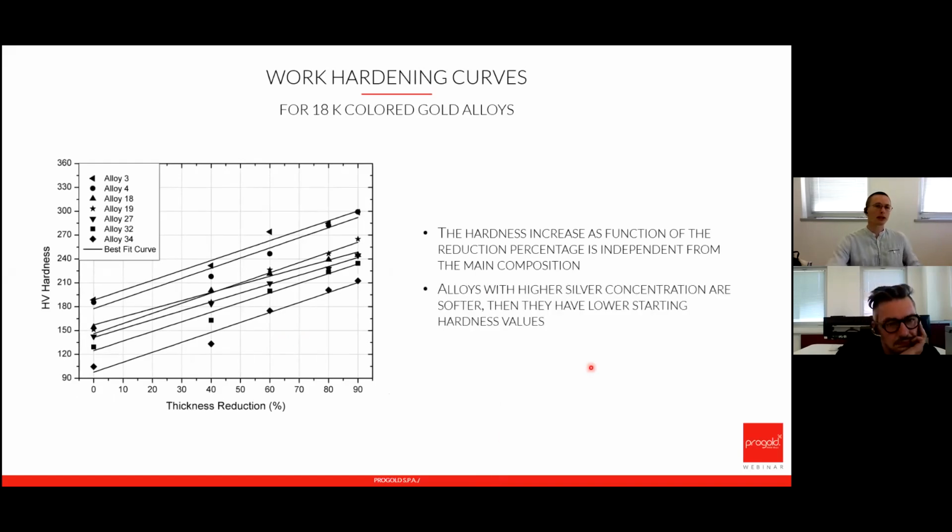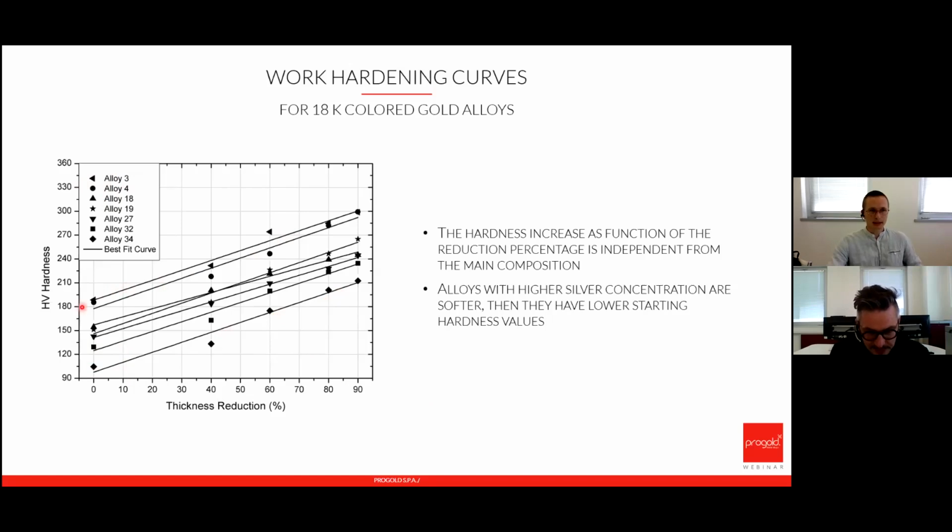Finally, we are going to see the work hardening curves, and so how the hardness will increase through the cold working of the alloy. In this case, we start from low silver content alloys that are represented by the top curve, and high silver content alloys, that is the bottom one.